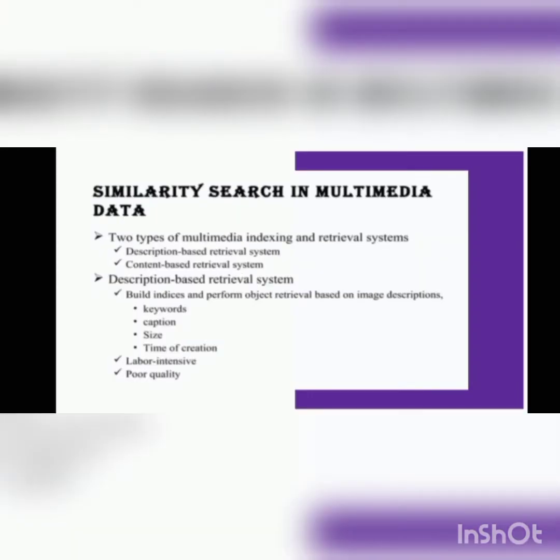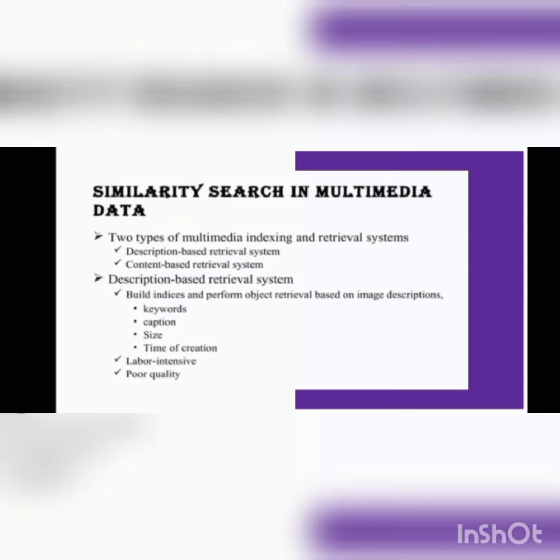Moving on to the next slide, similarity search in multimedia data. There are two types of multimedia indexing and retrieval system. They are the descriptor retrieval system and the content-based retrieval system. The descriptor retrieval system is a root of the image content-based retrieval system and it is represented by multidimensional vectors of real numbers, and it encodes specific information extracted from an image. It is invariant to some types of variations.